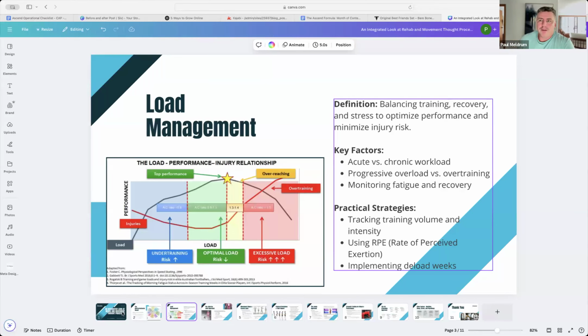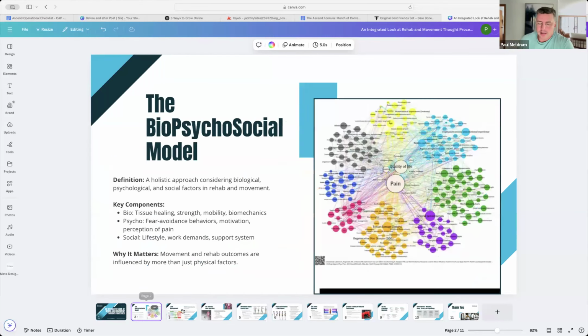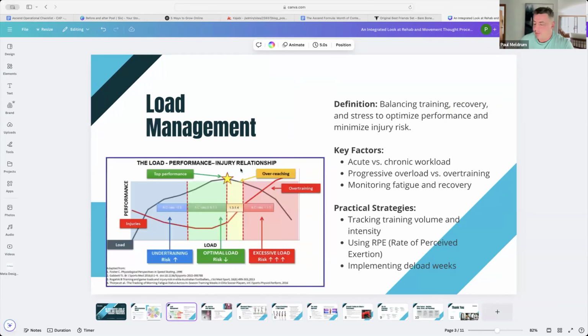So these are more like our global thought processes. The biopsychosocial model, we think about all these things when someone needs rehab or movement work as a way we create our program, and then our load management is our way of monitoring their overall volume and certain things that we can look for. Now we've gotten to that point.